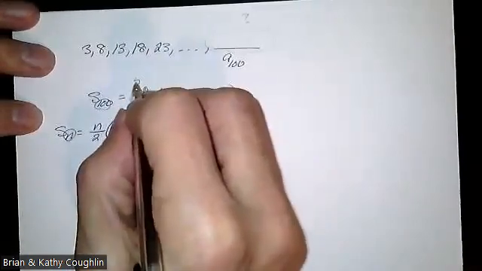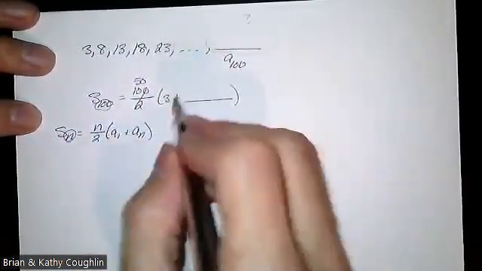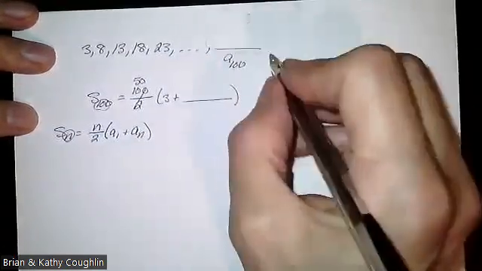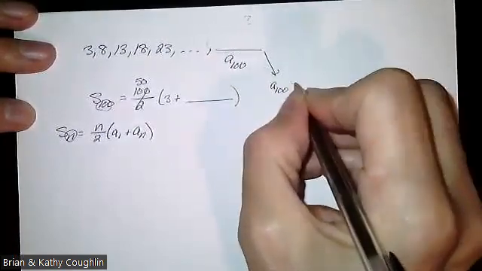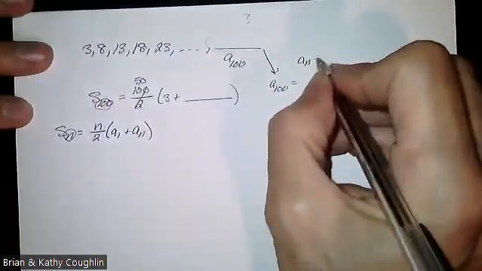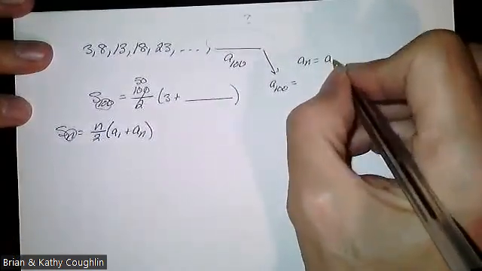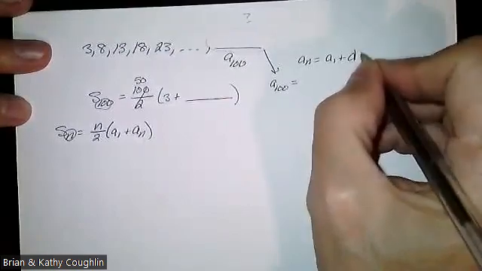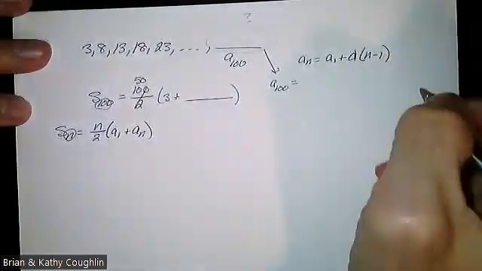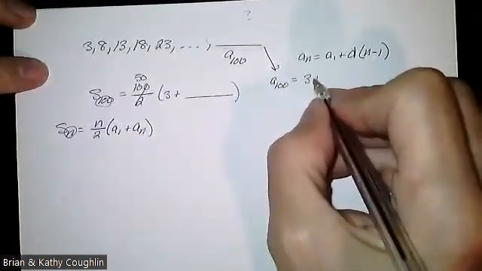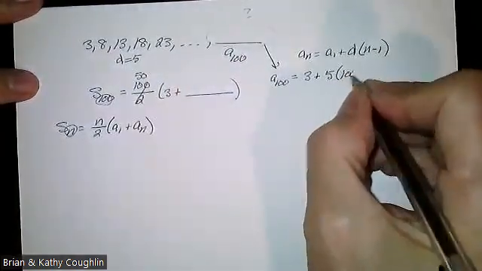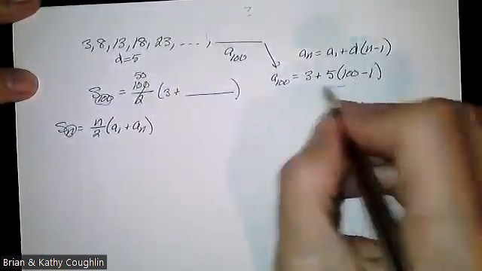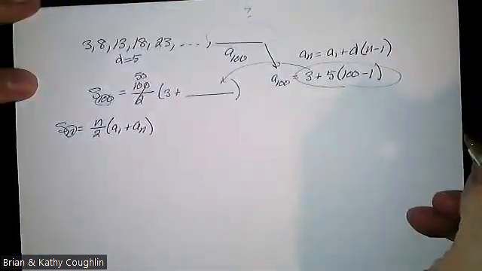I mean, I can make this 50. Yeah, well, great. But I don't know what this is, so I can't finish the problem yet. But if you remember from a few minutes ago, I know how to find this, and so do you. A sub n for an arithmetic sequence is A1 plus d, which is how big the jump is, times n minus 1. So in this case, it's 3 plus... We do know this is arithmetic because d is equal to 5. 5 goes here. And then how many terms? 100 minus 1. This will give us the missing term we need.